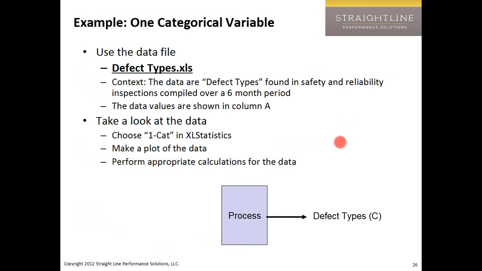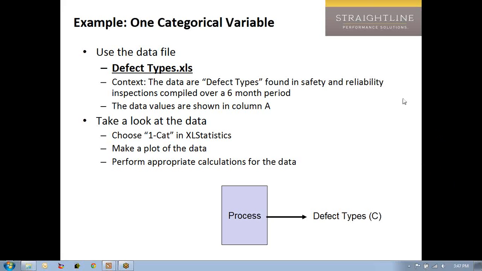Okay, let's move on to one categorical variable. In the example we're going to go through, we've got defect types that are found in safety and reliability inspections compiled over six months. Somebody went and marked all the different safety violations that they found on, say, a plant floor or in an office, over a six-month time period. And that's it. So let's take a look at it. I don't know why we're getting so much flashing here.